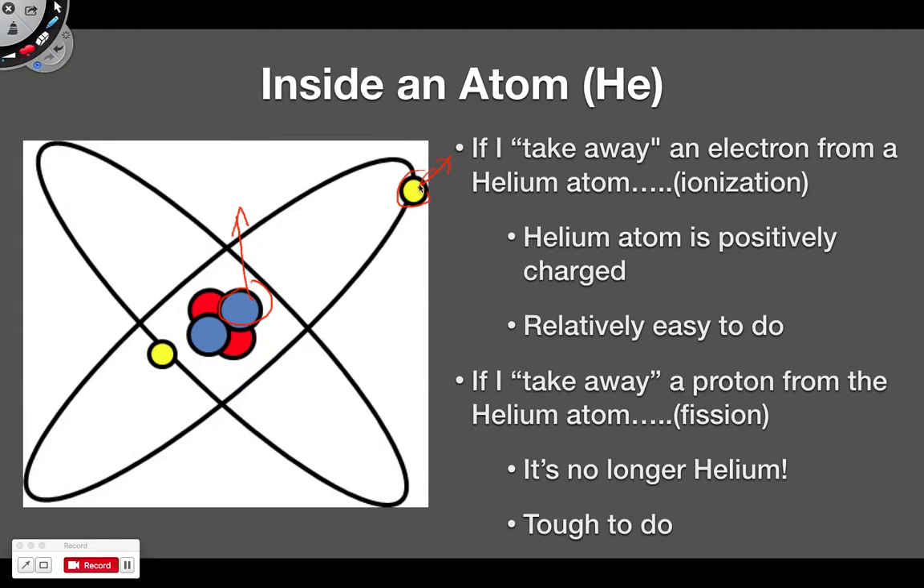So if I take some electrons, no big deal. Yes, some elements like helium are harder to do than others. But if I take a proton, this is a huge deal, and it is not something that happens on a regular basis. Some elements are heavy, like plutonium, uranium. They're so wild and unstable in the nucleus, they're like, please, please take some of this away. But for the most part, taking away a proton is a big, big deal.